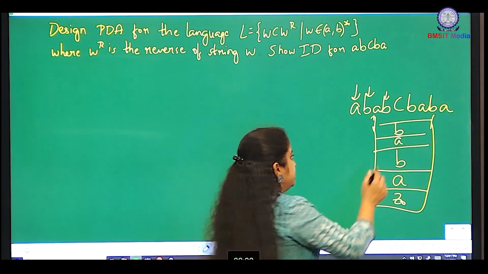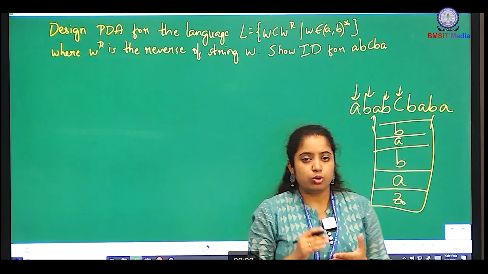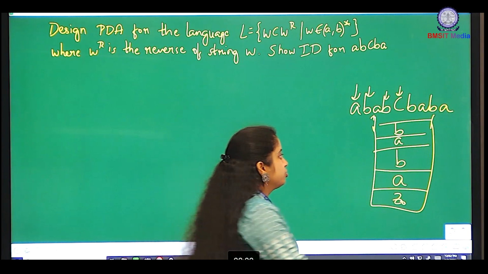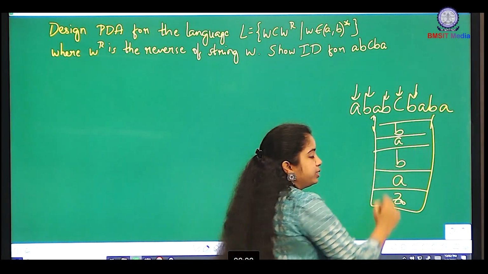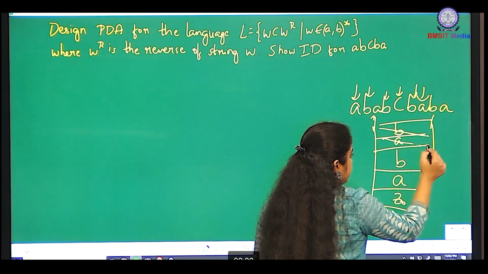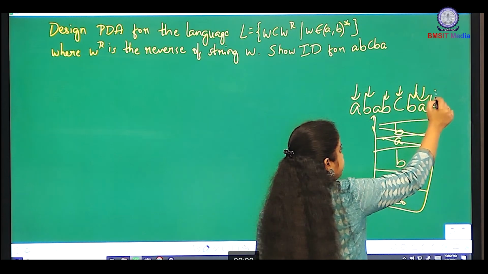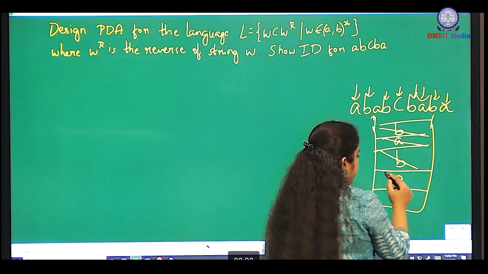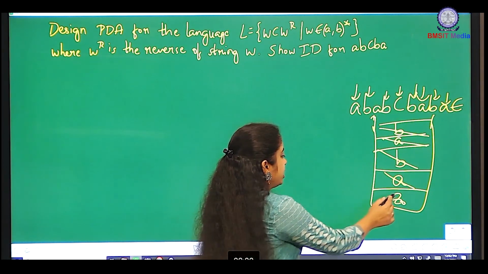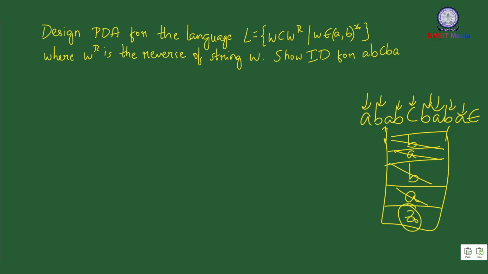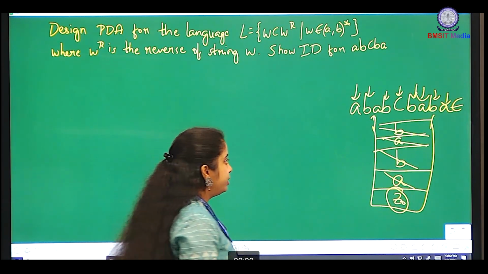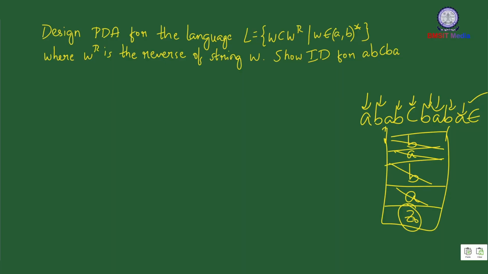Now when you read C, you understand that now I need to be popping the next coming elements. So B has to be there in the stack, then only you will pop it. A has to be there in the stack, you will pop it. Again B, pop it. Again A, pop it. And when you reach the end of the string epsilon, you need to have Z0 as the top stack element. Then the string and the reverse of the string are present, so it can be accepted by the PDA.